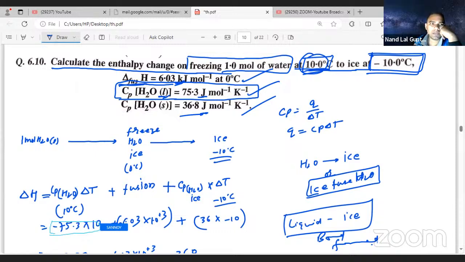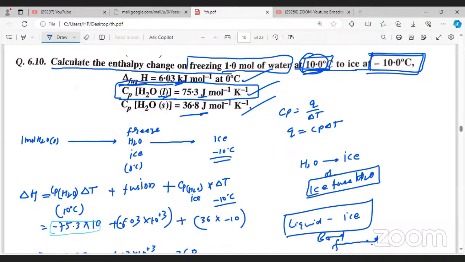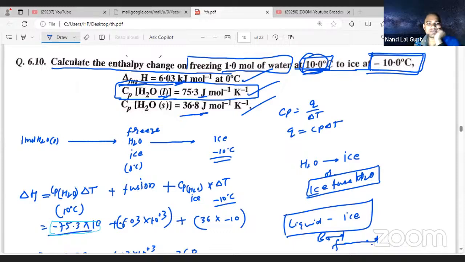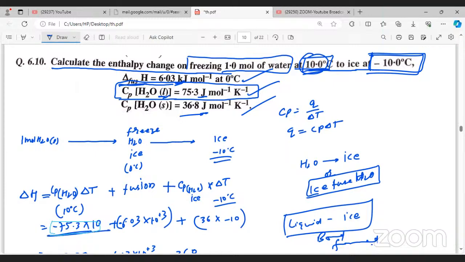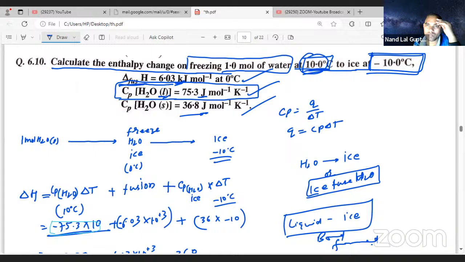One thing: when ice is formed, heat is absorbed or released? Heat is going to be absorbed. Sir, when ice is formed, heat is going to be released. So how can we take this term as positive? When ice forms, heat is going to be released, because here water is converting to ice.